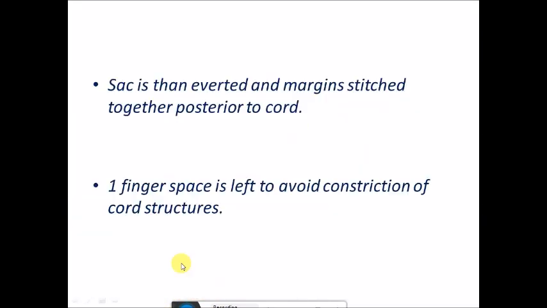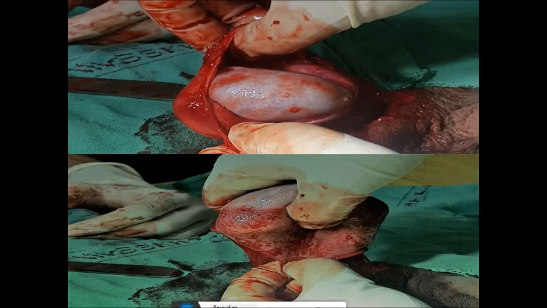Now the sac is then everted after the incision is increased, and the margins are stitched together posterior to the cord. Okay, and one finger space is left to avoid constriction of the cord structures. That is also done in case of hernia surgery. So the incision is increased. Now we are everting the sac. Okay, now the sac is everted and here you have the cord structures.